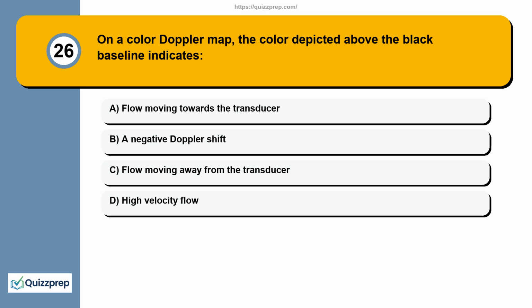Question 26. On a color Doppler map, the color depicted above the black baseline indicates flow moving towards the transducer, a negative Doppler shift, flow moving away from the transducer, high velocity flow.